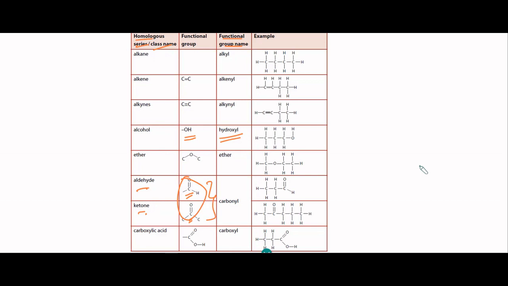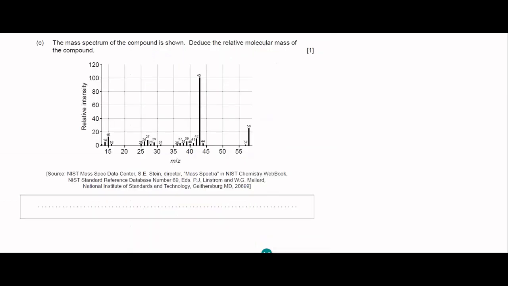With that, we move to the next section, section C. You may pause the video and read the question. The mass spectrum of the compound is shown. Deduce the relative molecular mass of the compound. This is a very simple question. Just by looking at the graph, you can get the answer to it.